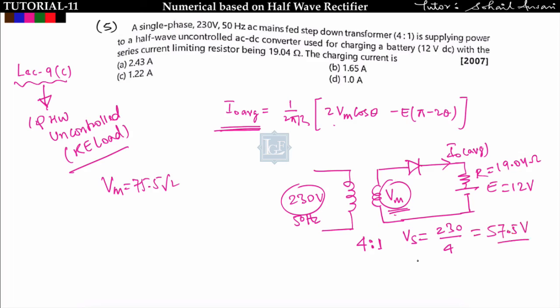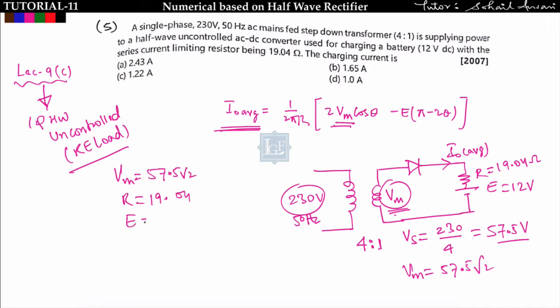Now this is the RMS voltage. Here I have to find Vm. Vm will come out to be RMS multiplied by root 2, that is 57.5 root 2. R is given, that is 19.04, and E is given as 12 volt. Now you have to find the theta angle.